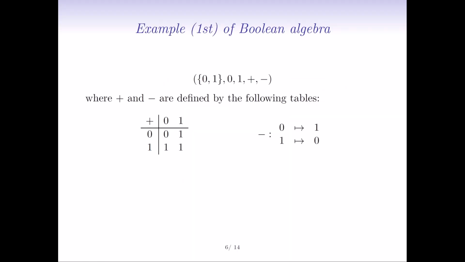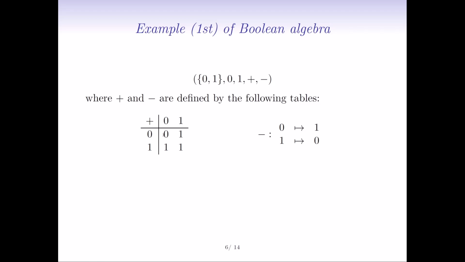So here's our first example of a Boolean algebra, and it's pretty much the simplest one you could think of. This Boolean algebra just contains two elements, 0 and 1. So my set B is just the set {0, 1}. The 0 of the algebra is 0, the 1 of the algebra is 1. And plus and minus are defined by the following tables. Here's a table for plus. So 0 plus 0 is equal to 0. And in all other cases, a plus b is equal to 1. So a plus b is equal to 1 if at least one of its arguments is 1.